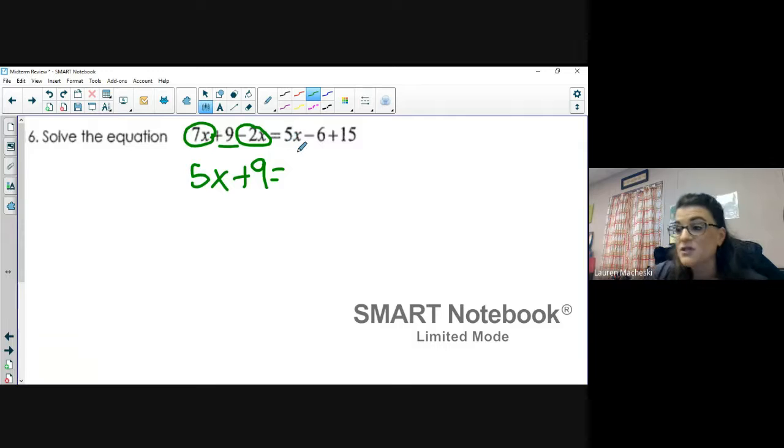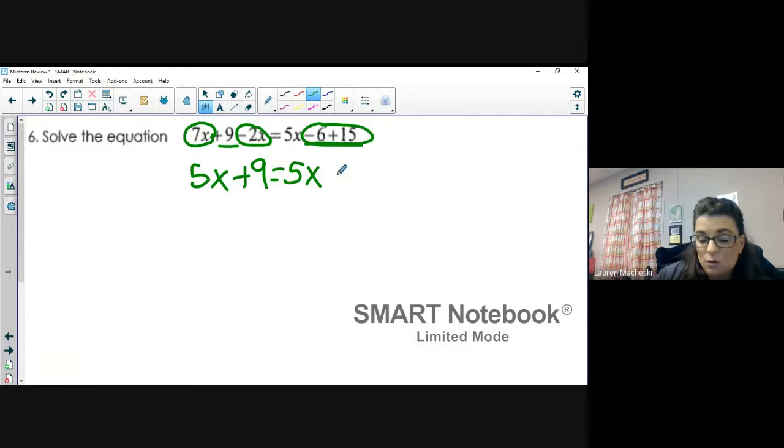On the right side, I don't have any parentheses, but do I have any like terms? It looks like I do have like terms. This -6 plus 15. Remember, when they're like terms and they're on the same side, do what it says. So -6 plus 15 would be positive 9. Now it looks to me like I have variables on both sides. Remember, usually I bring the smaller variable to the larger variable, right? Which one's smaller?